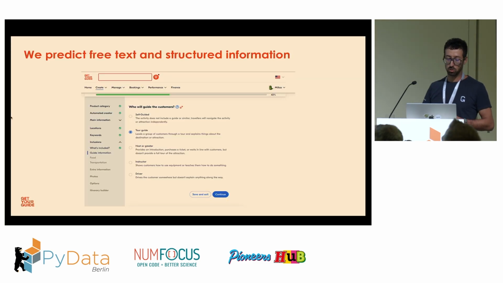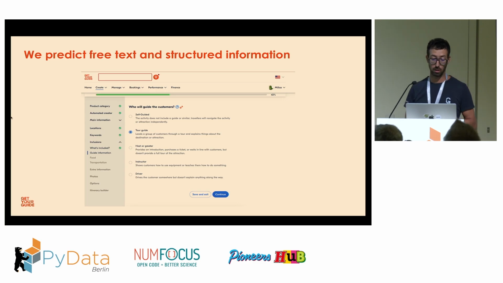You have seen how the algorithm automatically predicts free text, but it's also important to mention that our models are also able to predict structured information, some categorical variables. An example here is the type of guide that we have for the tour. The algorithm already pre-selects the right class.